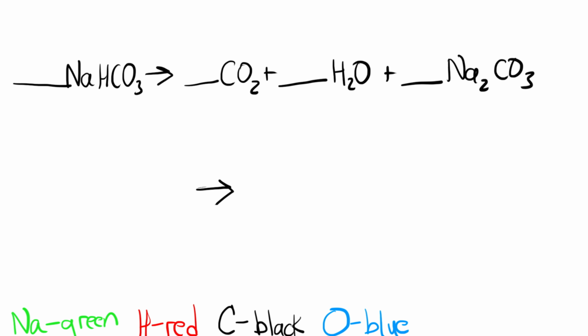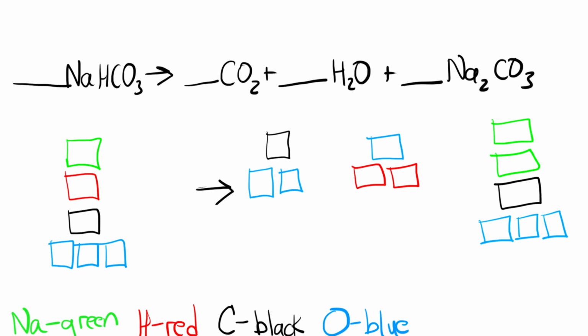So in our example, I'm going to represent the different atoms by colored rectangles, and I've put the code down at the bottom so that I know which color represents which atom. So you can see sodium green, hydrogen red, carbon black, and oxygen blue.